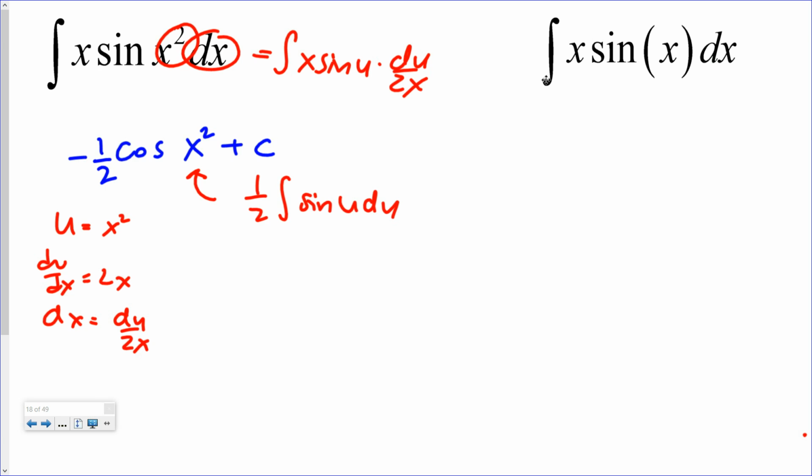Okay. Now, what if I had given you this problem? Let's look at this problem. What's the integral of sine u? Negative cosine u, right? What's the derivative of x? 1. Divide by 1. Do my x's cancel out? Okay. This is not a u-sub problem. This was a u-sub problem. This is not a u-sub problem.